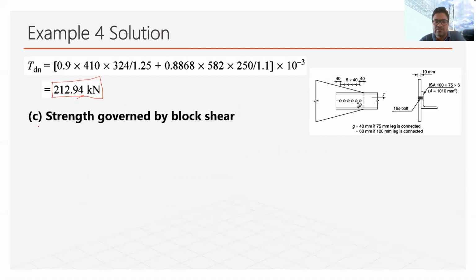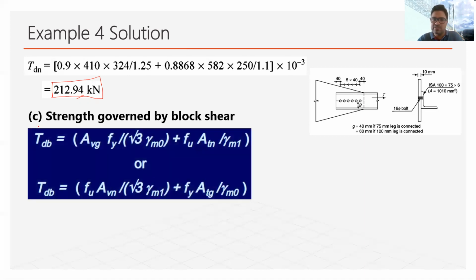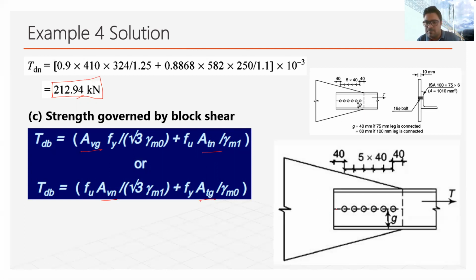Now the next strength we will find out will be governed by the block shear. So the same process we will follow here as we have followed in the previous case. So again we will find out the AVG and ATN, AVN and ATG. Here again we consider this as a single line. So in this case you can see the hole depth is 75, and you can see the value of G when the 75 mm leg is connected, the G value is 40.